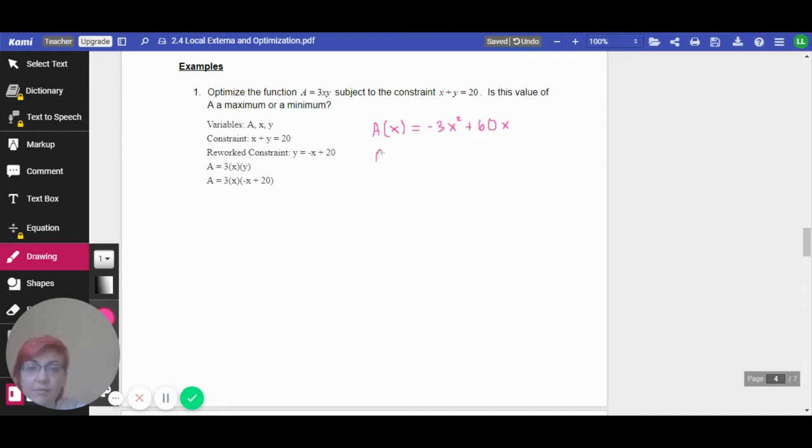Now let's find A prime. Two times negative 3 is negative 6. x to the 2 minus 1 is x to the 1, or just x, plus 1 times 60 is 60, and x to the 1 minus 1 is x to the 0, which goes away. All right, I now need to set this equal to 0.